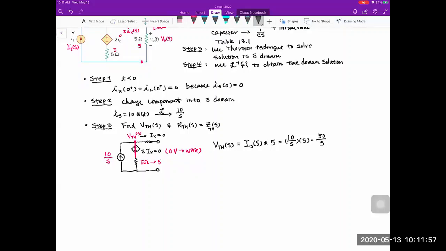The next thing is something you have to know how to do: deal with a circuit that has a dependent source. How do you find R_TH, or Z_TH in this case? There are two ways. One is the testing source method, and the other is what we call the short circuit method, where you find the short circuit current. I'm going to use the short circuit current method. When you use it, you simply put a wire.